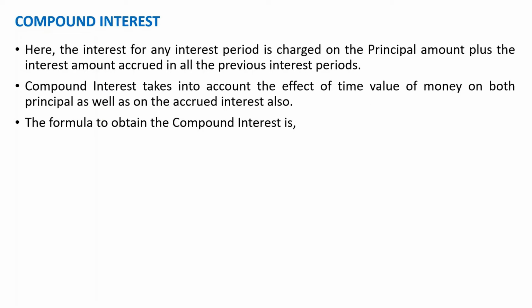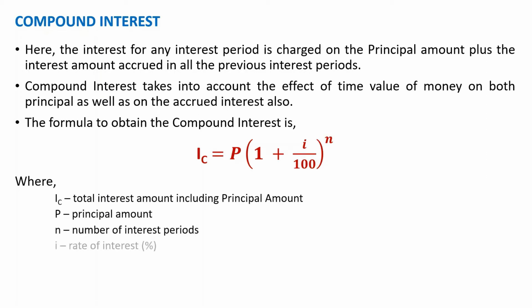The formula to obtain the compound interest is IC is equal to P multiplied by 1 plus I by 100 whole to the power of n, where IC is the total interest amount, P is the principal amount, n is the number of interest periods, and I is the rate of interest in percentage.